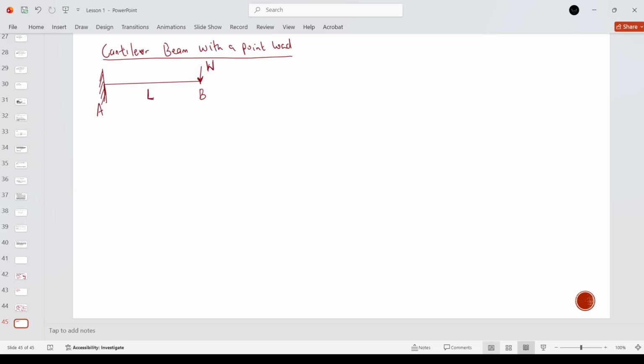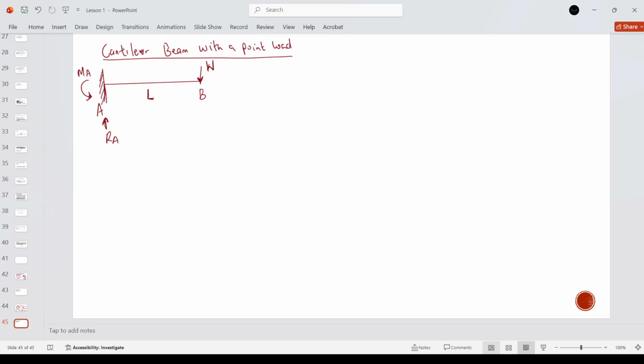Okay, so for a cantilever beam, we will have all the reactions at one end. We'll have a reaction at A, and we'll also have a moment about A. So we will not have moments at the overhanging end. We will only have moments at the fixed end.